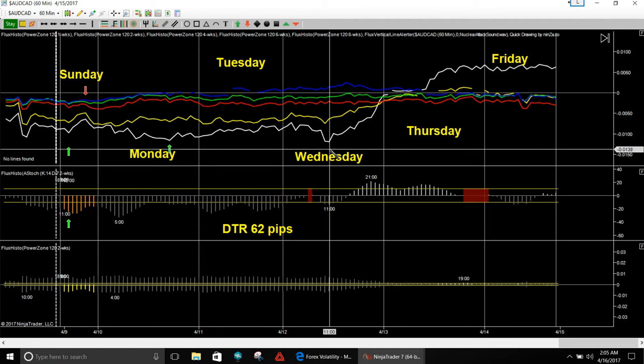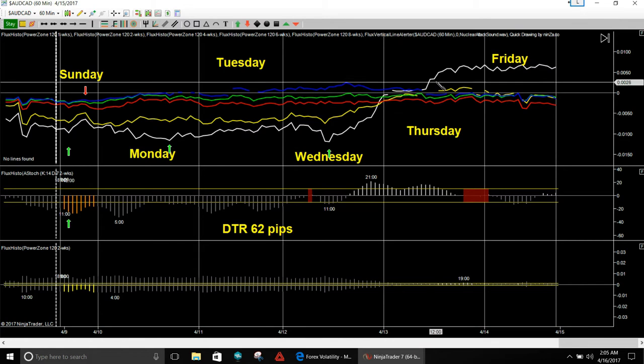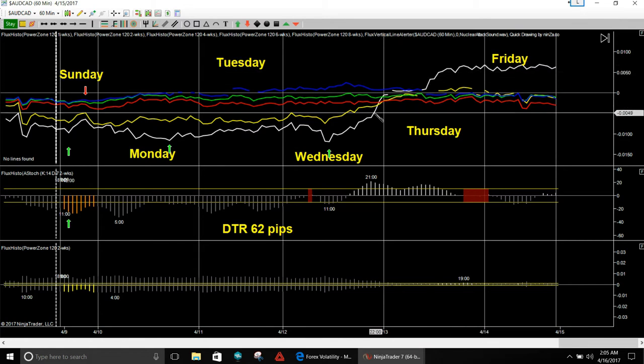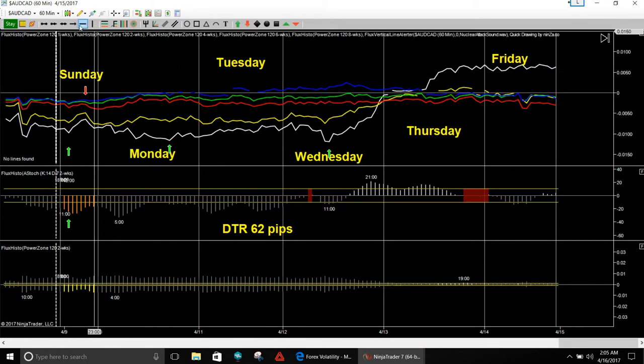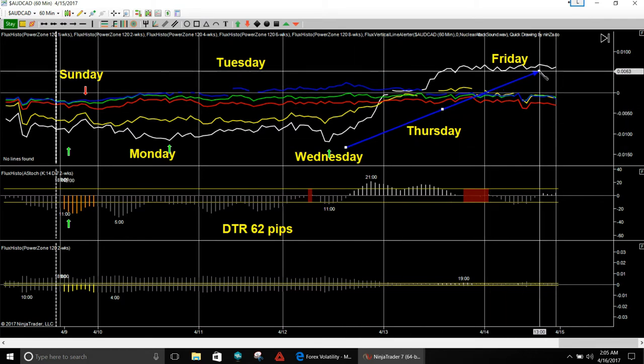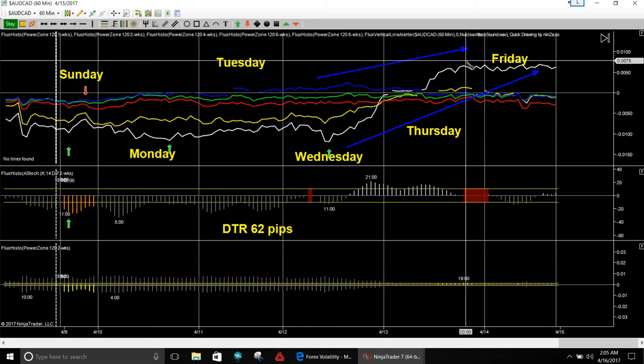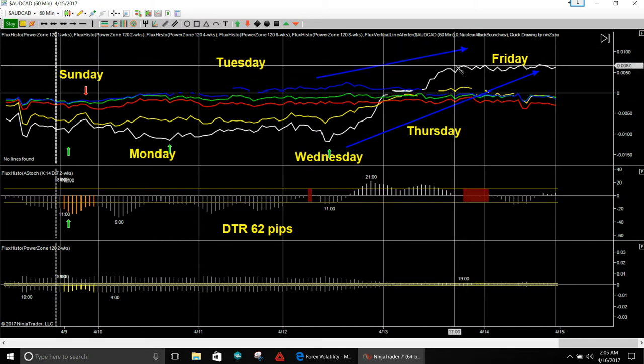Wednesday right here, I look for an up move at 11 a.m. in the morning for an up move on the Aussie Canadian. And then that'll be it for me. I'll just take that up move and see if I can hold that position up, make a decent amount of pips and just exit.